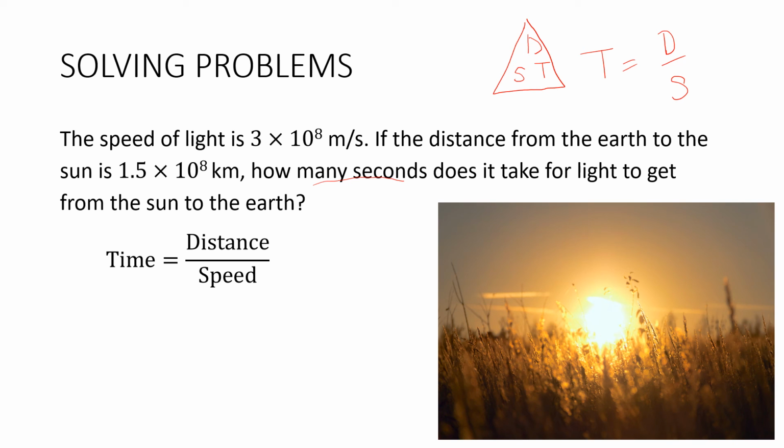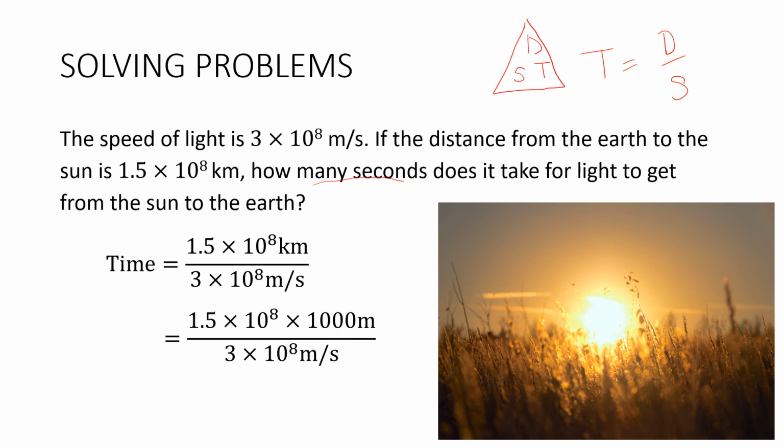Now, our distance is 1.5 times 10 to the power of 8 kilometers, and our speed is 3 times 10 to the power of 8 meters per second. But we've got a bit of a problem because we've got distance in kilometers and speed is in meters per second. So we need to change this kilometers into meters. So we're going to times by 1,000. Now we're just going to put it in the calculator. Probably we'll use the fraction button, but still can use a scientific notation key. So 1.5 times 10 to the power of 8 times 1,000 divided by 3 times 10 to the power of 8 gives us 500 seconds.